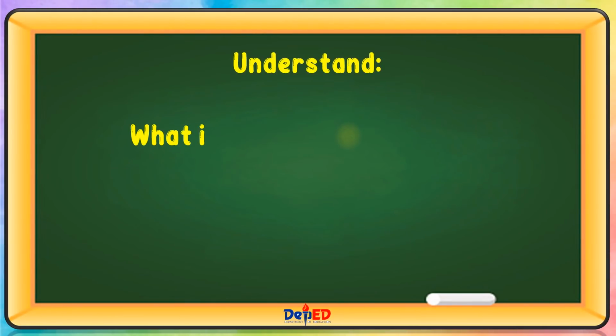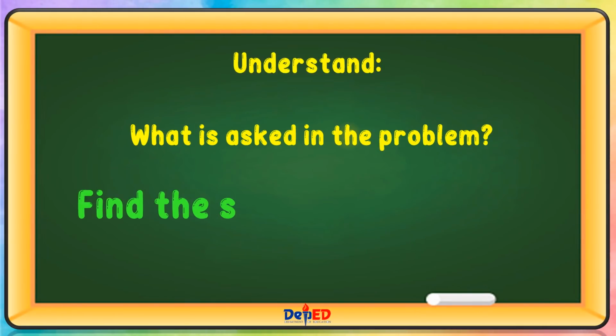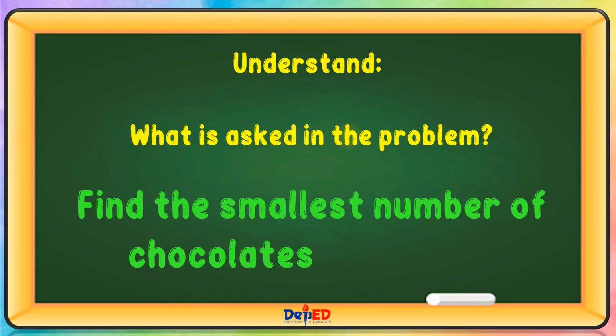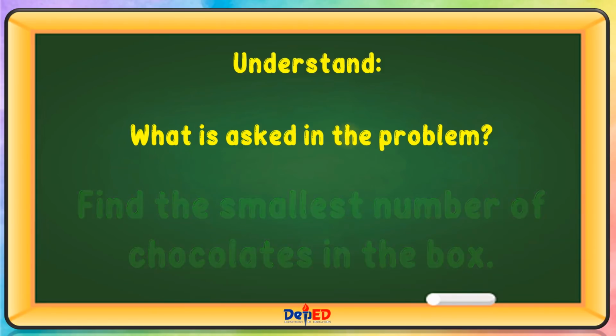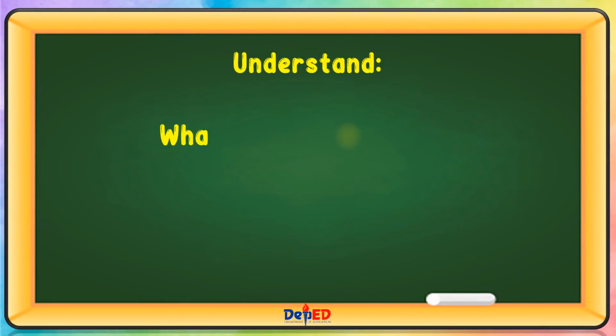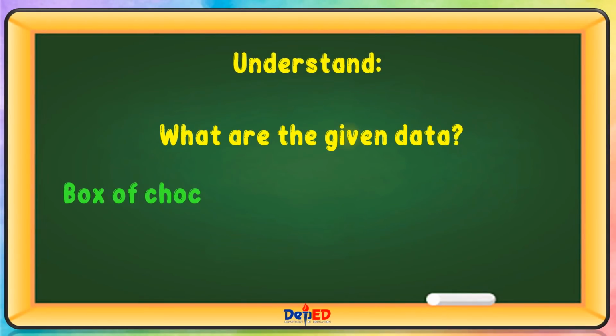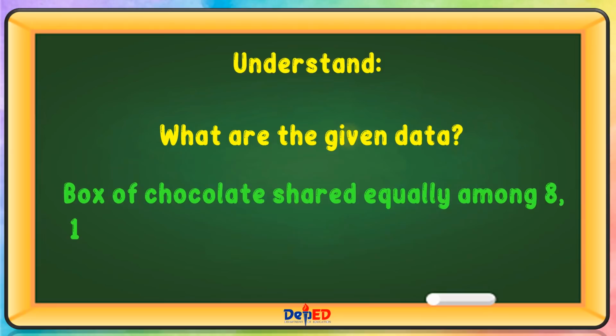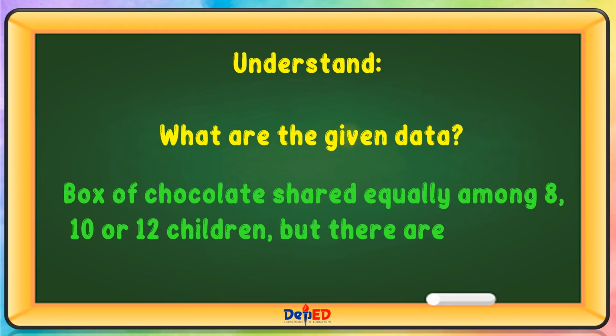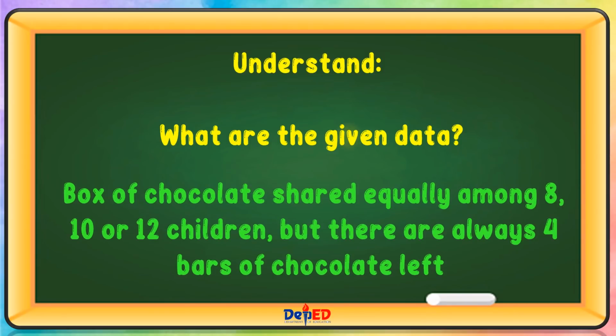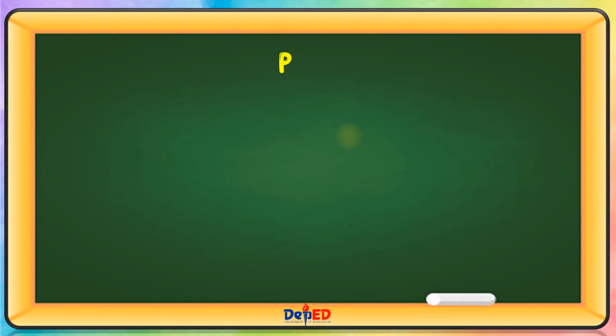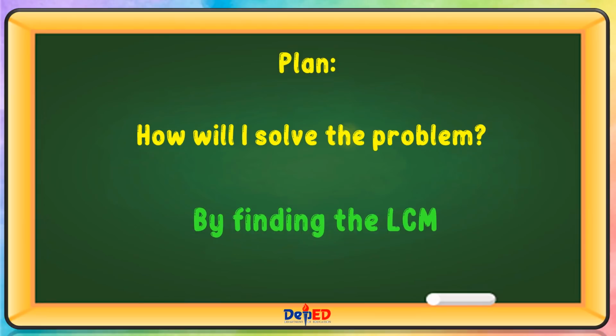Understand what is asked in the problem. Find the smallest number of chocolates in the box. What are the given data? Box of chocolate shared equally among 8, 10, or 12 children, but there are always 4 bars of chocolate left. Plan. How will I solve the problem? By finding the LCM.